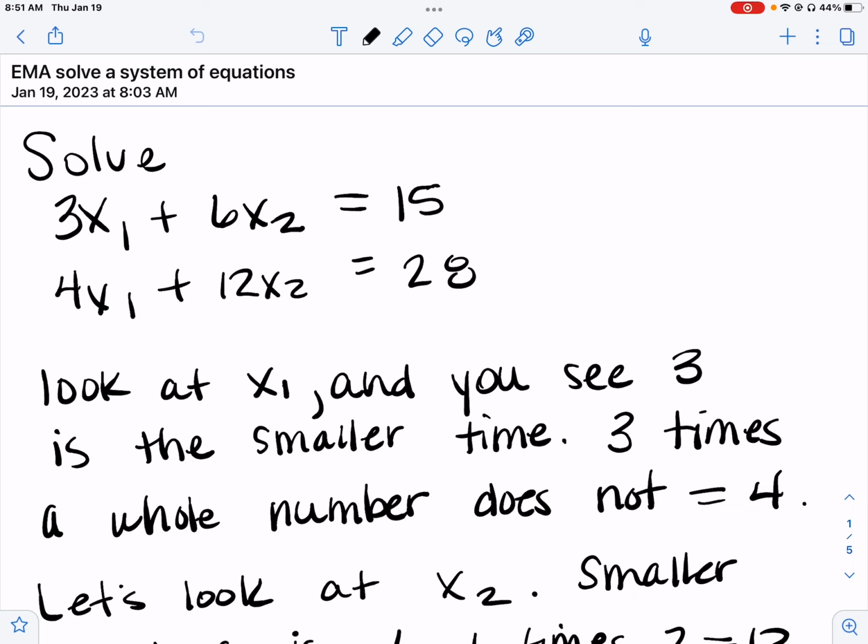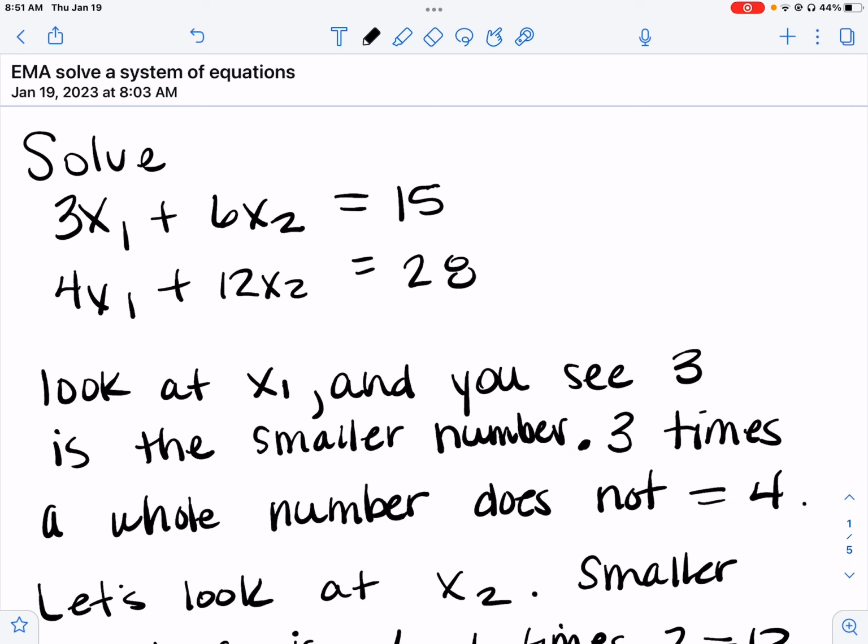First, look at x1 and you see 3 is the smaller number. Between 3 and 4, 3 times a whole number does not equal 4, so we can't easily eliminate x1.